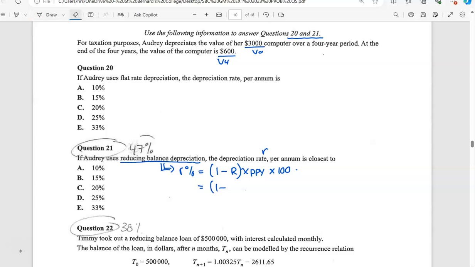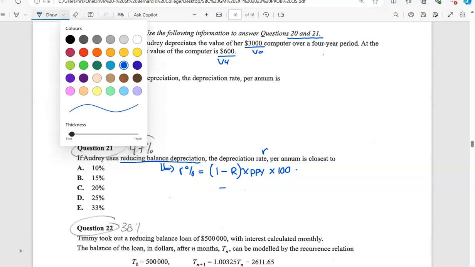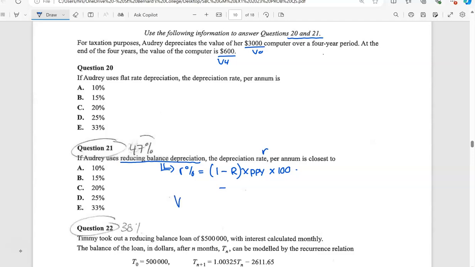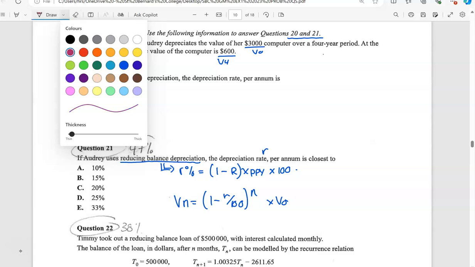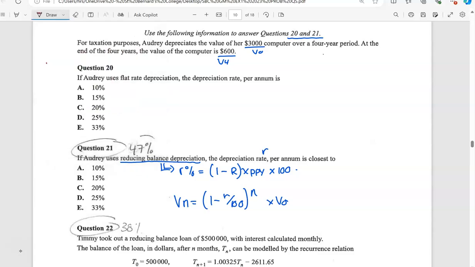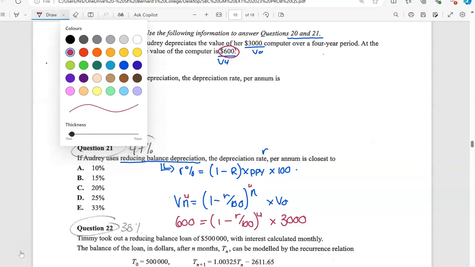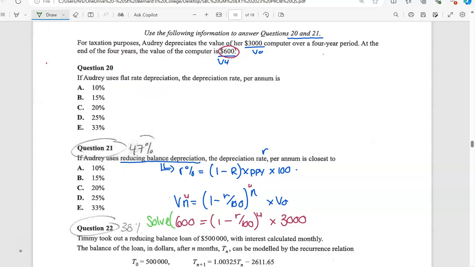So if you have to show the percentage, that's what you use, but we can't do that because we don't know what the R value is. So I'm going to use the nth term formula, which if you go to your notes, it says this times V0. We have all that information here. We've got V4, which is 600. So if I use 4, 600 equals (1 minus the rate over 100) to the power of 4 times V0, which was 3,000. And you can do solve for that, comma R, and we end up with the rate is 33%.